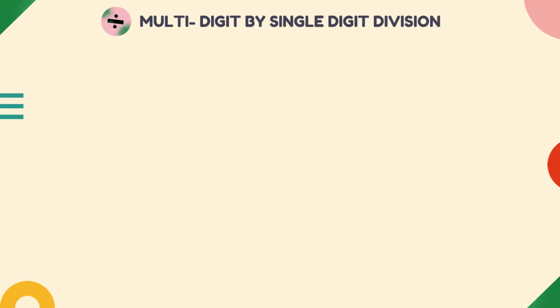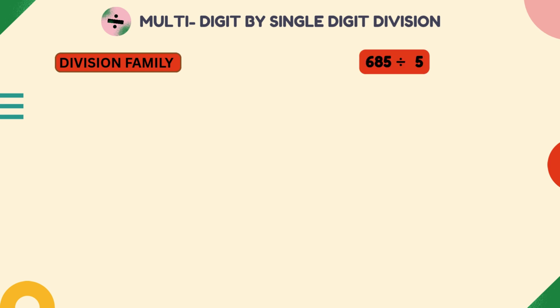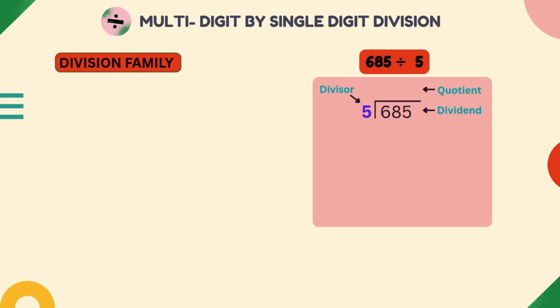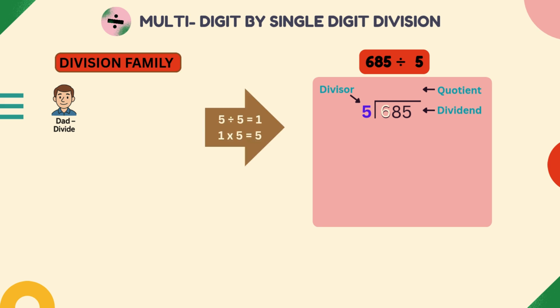Now, let's see how the division family works together using the example. 685 divided by 5. First comes Dad. He says, divide. Look at the first digit of the dividend. The divisor is 5 and the first digit is 6. Can we divide 6 by 5? Yes, it goes one time. So we write 1 on top.